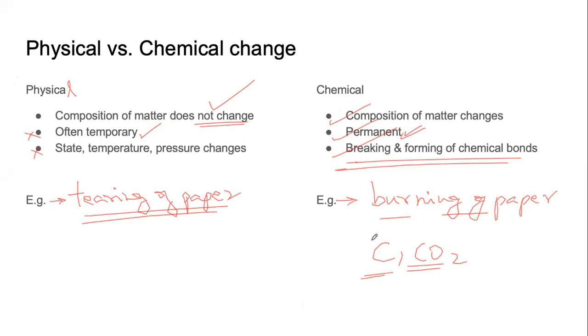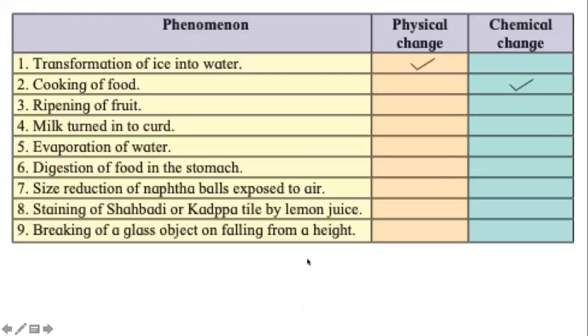If you have understood this, then let us see if you can answer the next question, which is coming onto your screen, which is a question from your textbook. 9 different phenomena are given. We need to identify whether each of these phenomena is a physical change or a chemical change. Should not take more than a minute.